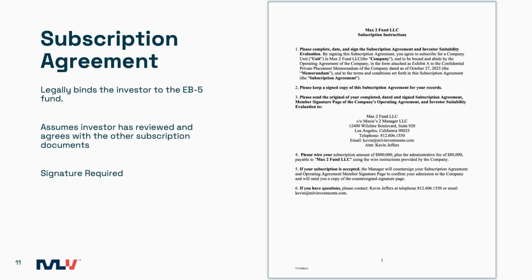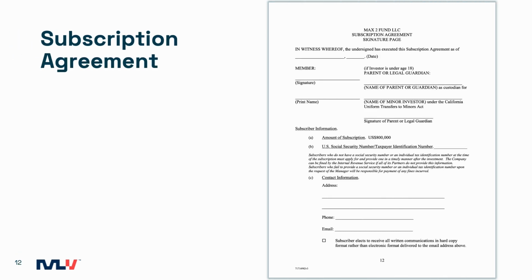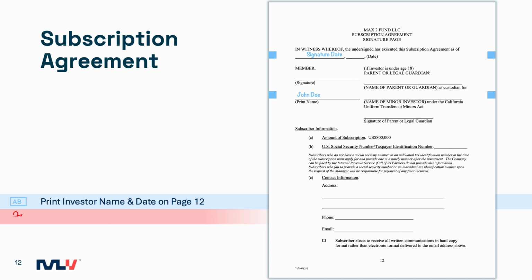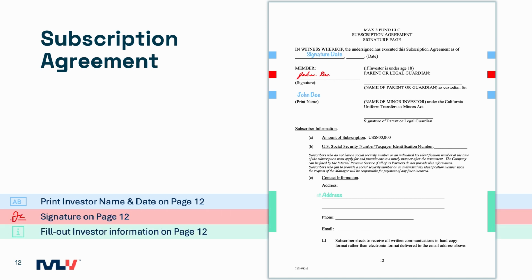A signature is required. On page 12 of the subscription agreement, the investor should print their name and write in the signature date as indicated in blue. The investor should sign their name as indicated in red. Lastly, they should fill out the address they would like to receive any mail from the fund manager, their phone number, and an active email to communicate with the fund manager. These spaces to fill out are indicated in green. Again, the section highlighted in gold is only for investors who are the age of 17 or younger.